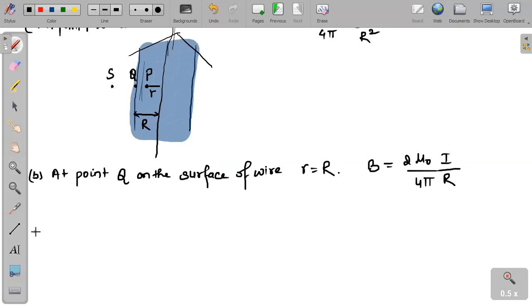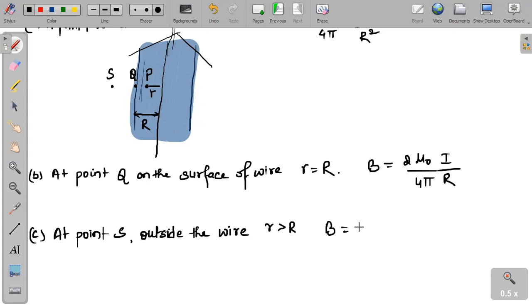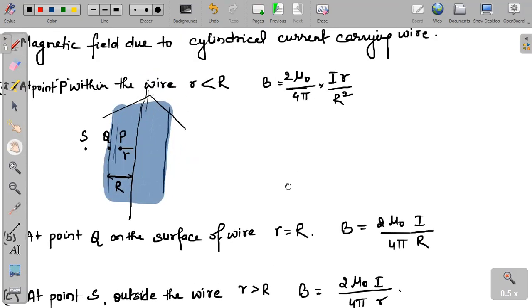आउटसाइड, at point S, outside the wire, r is greater than capital R and B becomes equal to 2 mu naught by 4 pi I upon small r. Now, how is the graph going to look like for all these three?